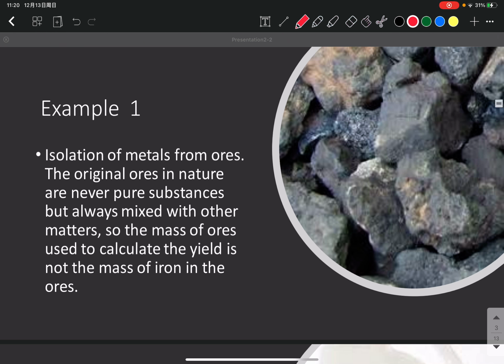Let's see some examples. The first example is isolation of metals from ores. The original ores in nature are never pure substances, but always mixed with other metals. So, the mass of ores used to calculate the yield is not the mass of iron in the ores.